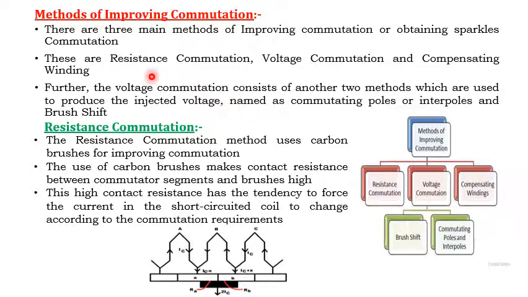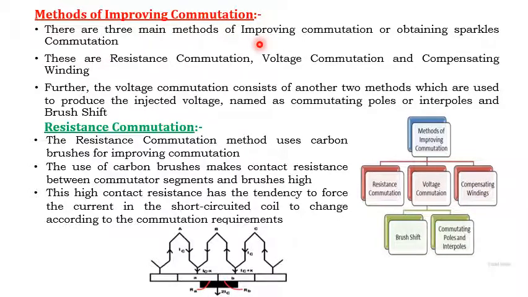Now this is a continued part of the second section of the third module, that is DC generators. In the last video we studied the commutation process. So in this video let us discuss methods of improving commutation.